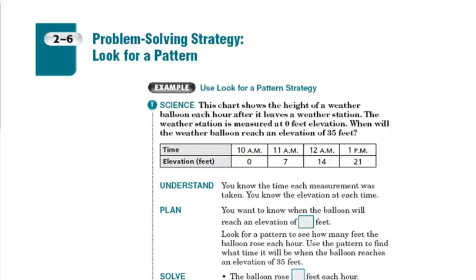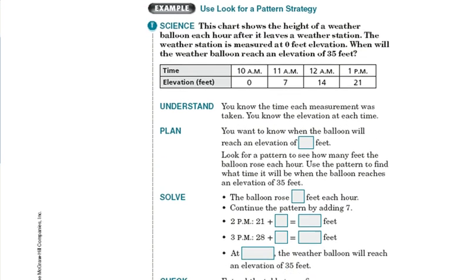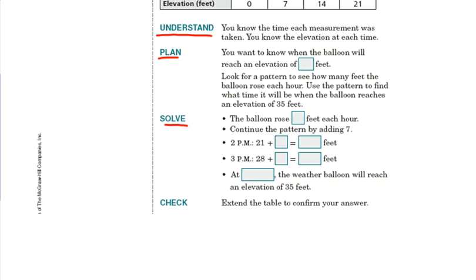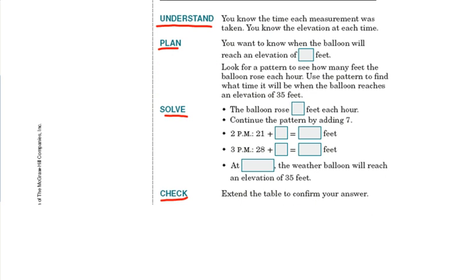All right, so we are on page 75 in your Notable. We're doing 2.6. We're using pattern as our problem solving strategy. We'll remember that four-step plan. First step, understand the problem, plan what you're going to do, solve, and fourth step, you need to check.